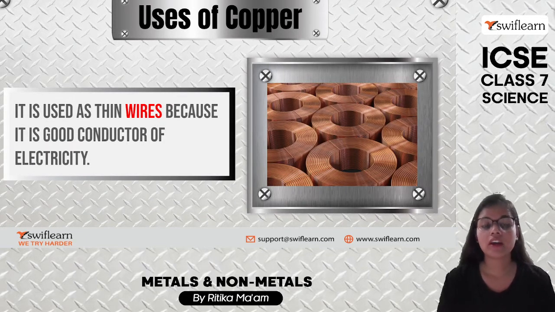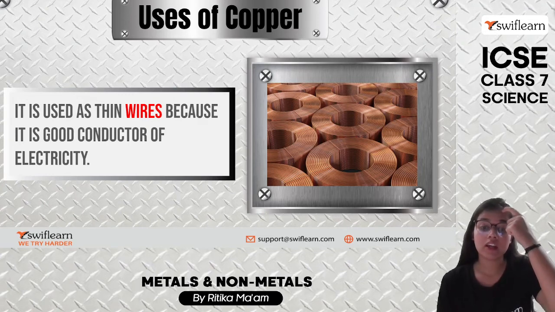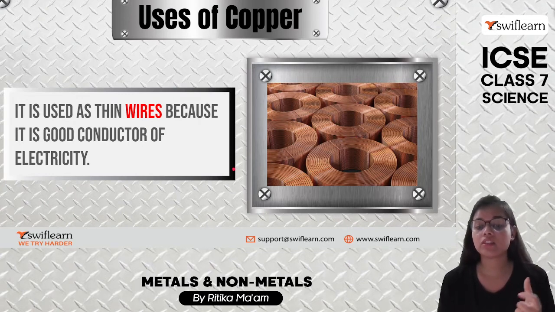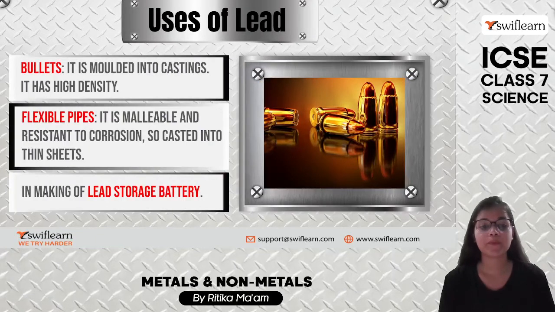Next, copper. So again, copper is a very good conductor of electricity and that is why it is also used in thin wires. So why? Because it is a good conductor of electricity.